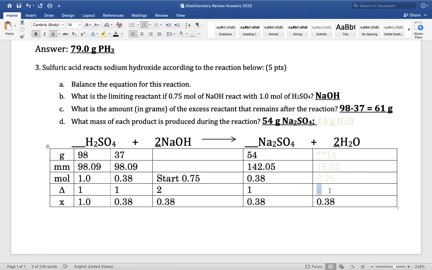Now let's do water. There's a 2 in front of the water, so 0.38 times 2 is 0.76. The molar mass of water is 18.02, so 0.76 times 18.02 gives me a final answer of 14 grams of water. So there you go.